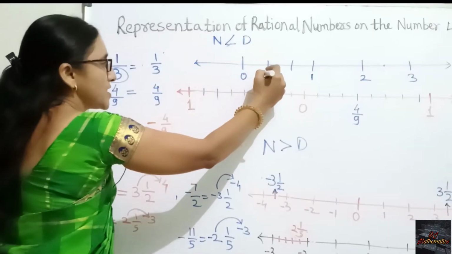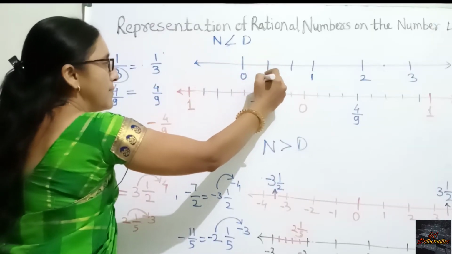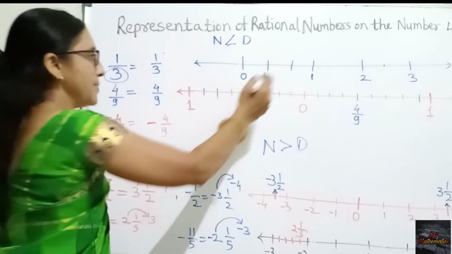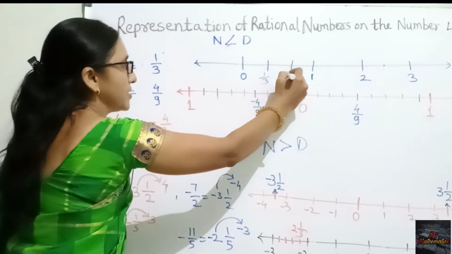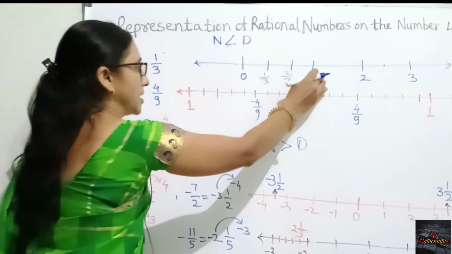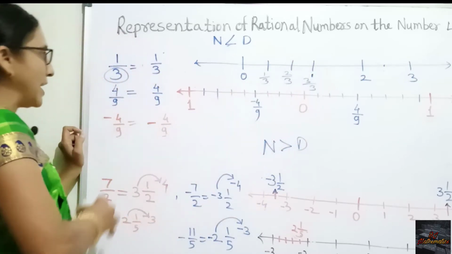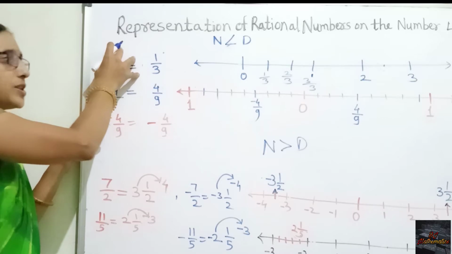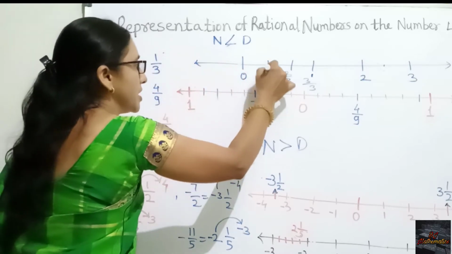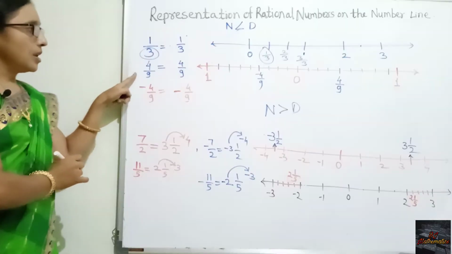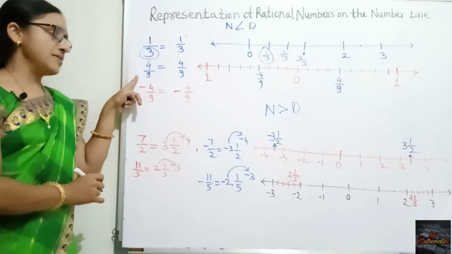Therefore first marking is 1 by 3. On second marking it is 2 by 3. And on third marking it is 3 by 3, means 1. And we want 1 by 3. Here 1 by 3. Let us represent 4 by 9.